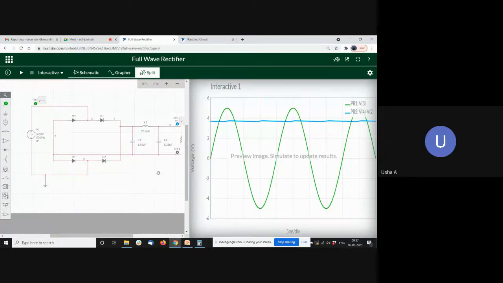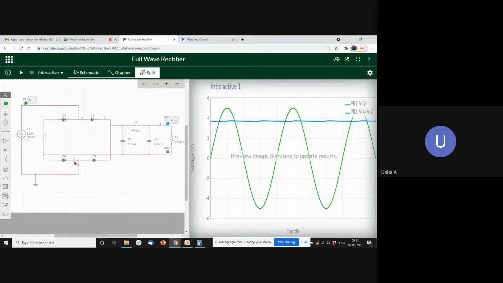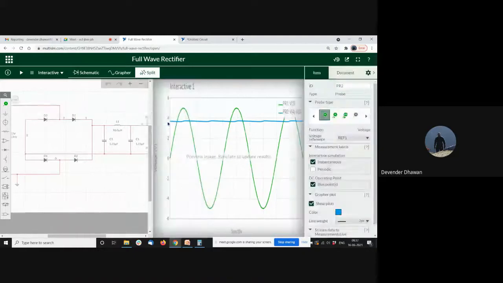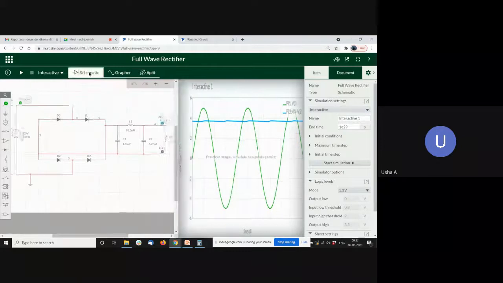But in the load side, I have to give some reference. Yes, you can give the reference on the load side. Like you are tapping some output, see here, I have given PR2. Here you can see that I have given this reference, I've connected this reference here, and then this particular probe is reading this reference.